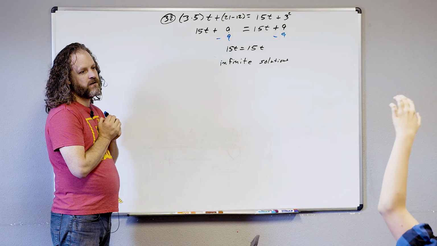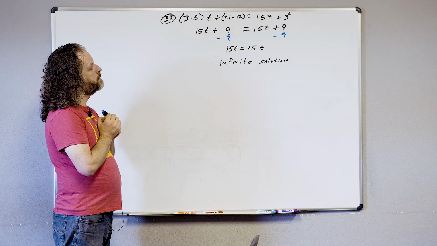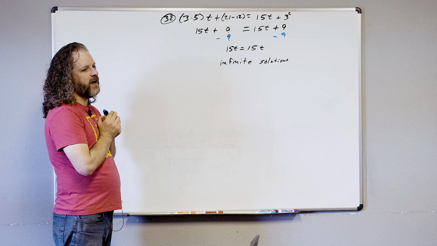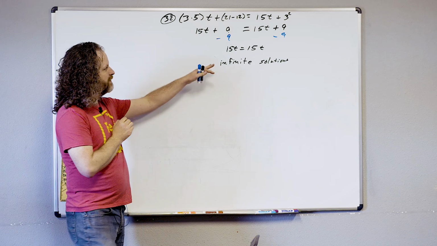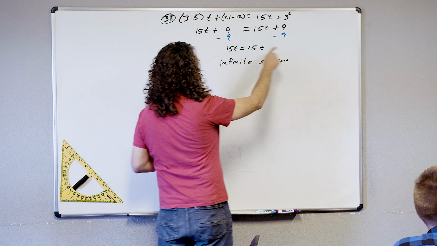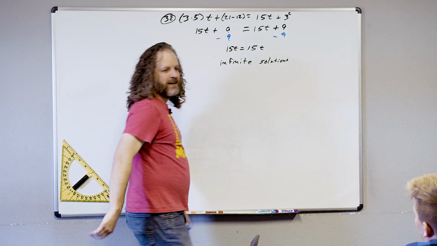Yes, sir. I went the other way and got 9 equals 9. Is that fine? Yeah, that's fine. Either way, as long as you get the same thing, infinite solutions or all real numbers, circle it, then yeah.